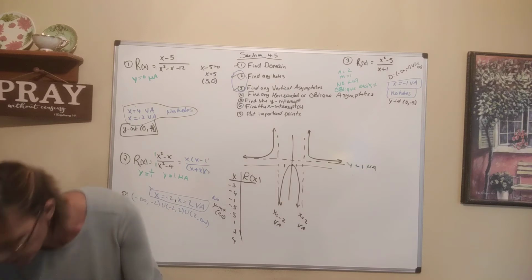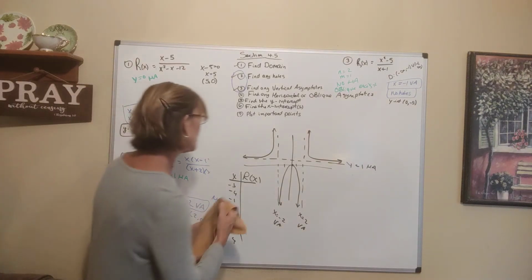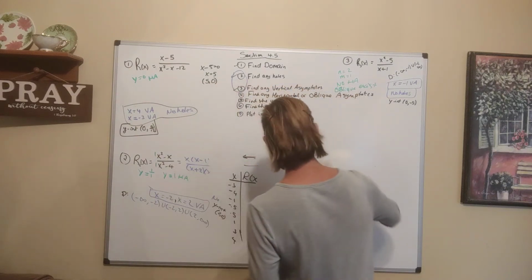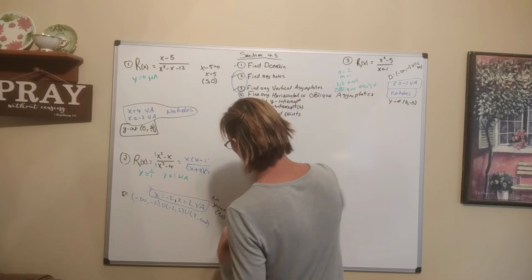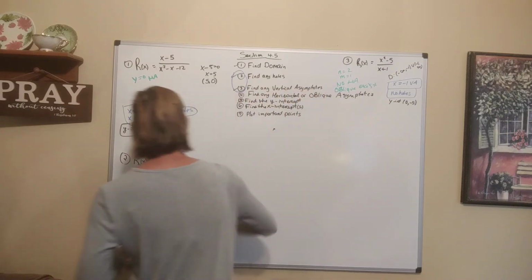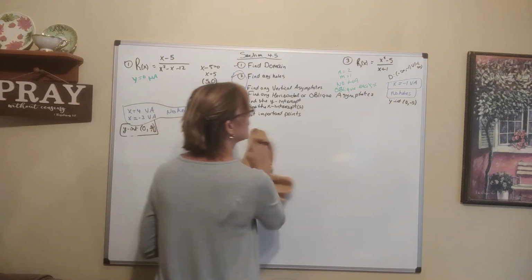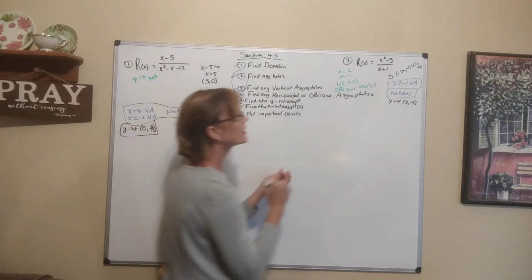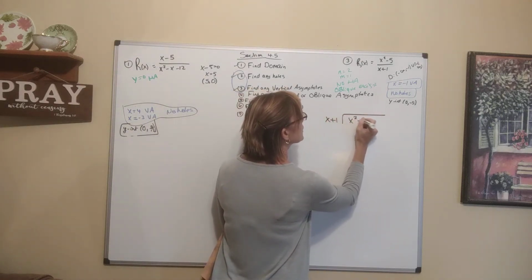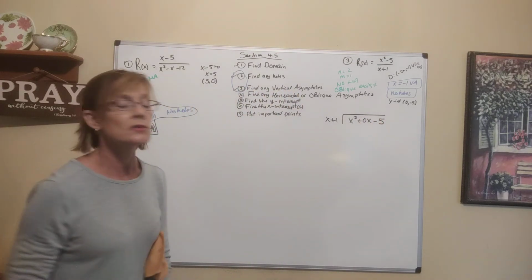Let's look at 3 real quick, and then we'll be done. 3 goes like this. We know it has no holes. We know it has 1 vertical asymptote, and we know that it has an oblique asymptote. Okay, how do you find oblique asymptotes? You find them by dividing the denominator into the numerator. You find them by dividing x plus 1 into x squared plus 0x minus 5. You could use long division or you can use synthetic division.